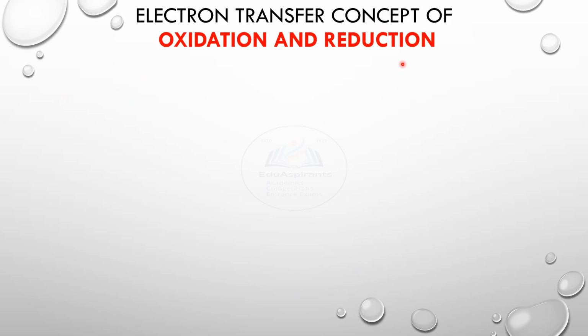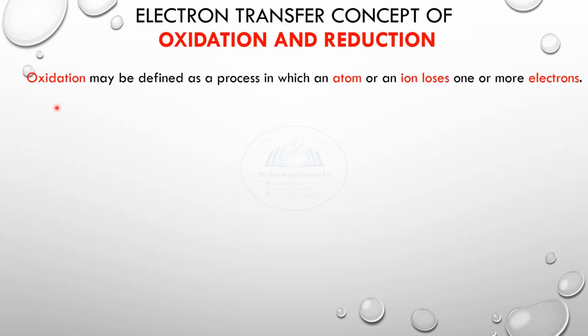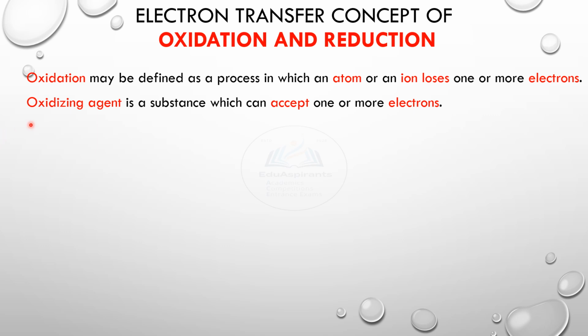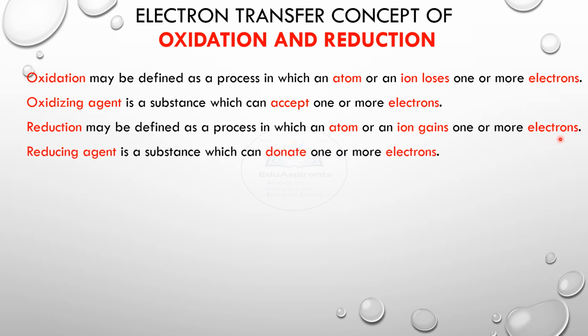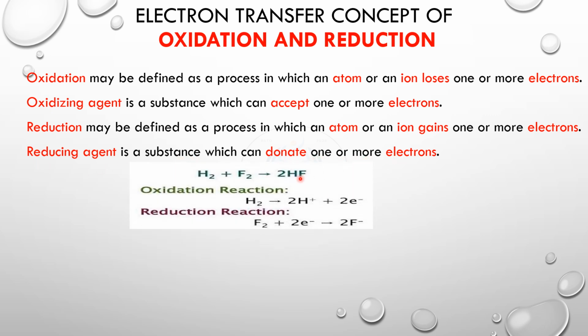Electron transfer concept of oxidation and reduction. Oxidation may be defined as a process in which an atom or an ion loses one or more electrons. Oxidizing agent is a substance which can accept one or more electrons. Reduction may be defined as a process in which an atom or an ion gains one or more electrons. Reducing agent is a substance which can donate one or more electrons.